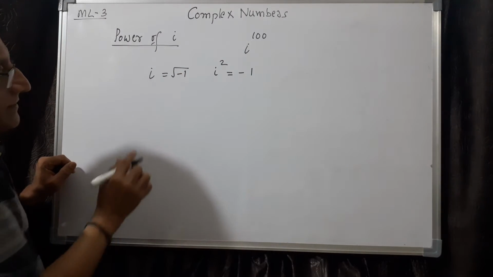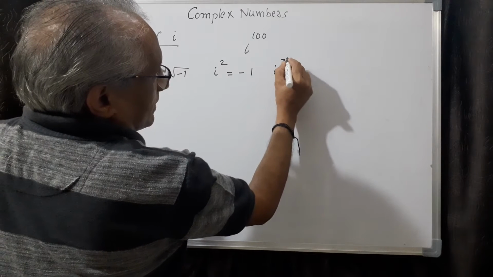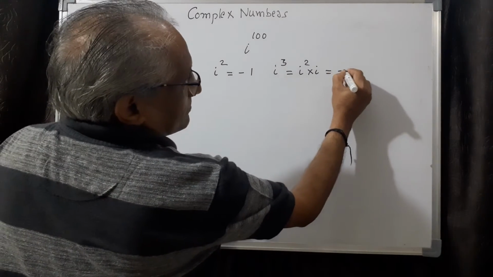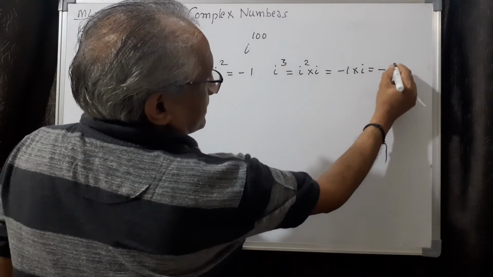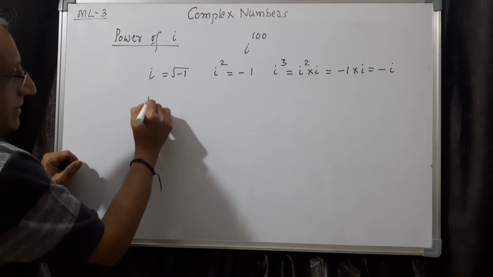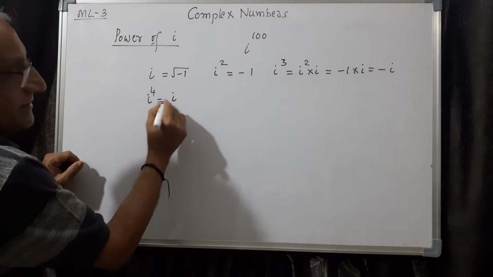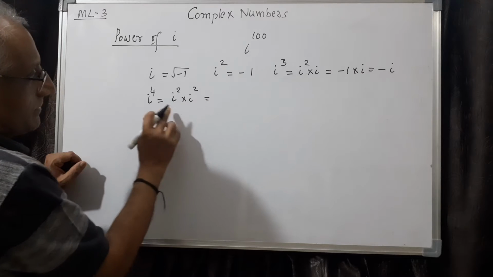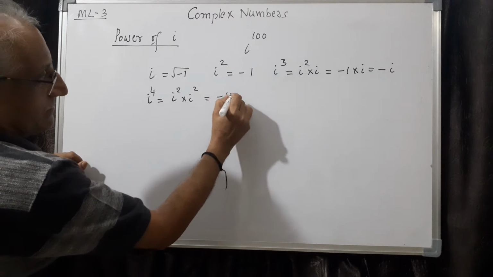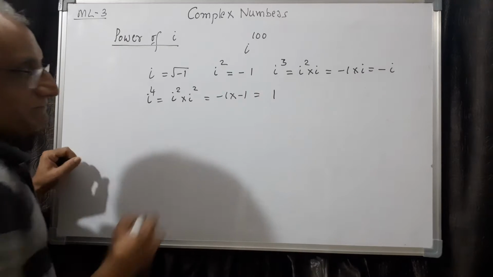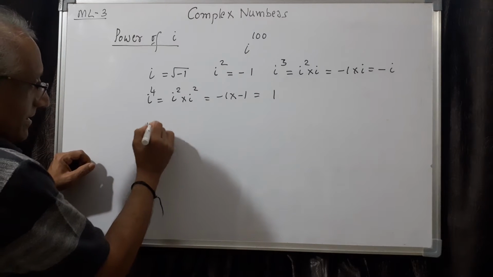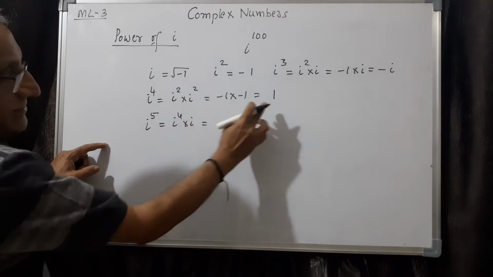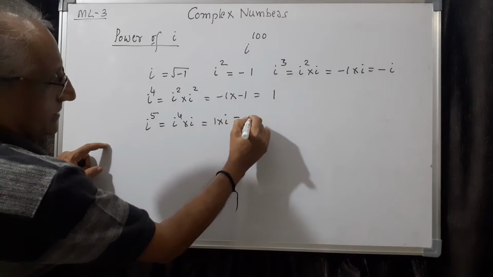This is very simple. Next one, i cube, if you want to calculate, it is i square into i, law of index. So this is minus 1 into i, so it is minus i. So we can proceed further now. i power 4 equal to, either it is i cube into i, or it is i square into i square. But i square is minus 1, so it is minus 1 into minus 1, so this is 1. And we can proceed further. i power 5 is i power 4 into i, but i power 4 is 1, so it is 1 into i, so it is i.